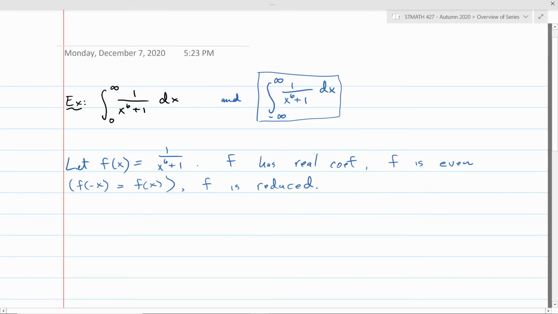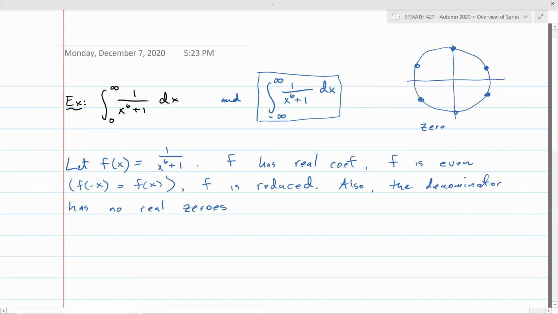Also, the denominator has no real zeros because if you set the denominator equal to 0, you get x to the 6th equals negative 1. Well, there are no real numbers that you raise to the 6th power and get negative 1. In fact, this is the same example we were working a little earlier. Up here on the upper right are the zeros of z to the 6th plus 1, right? So it's e to the i pi over 6, and they're separated by angles of pi over 3, so this is e to the i pi over 2, e to the 5 i pi over 6.